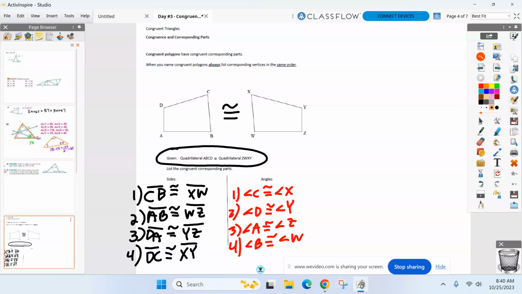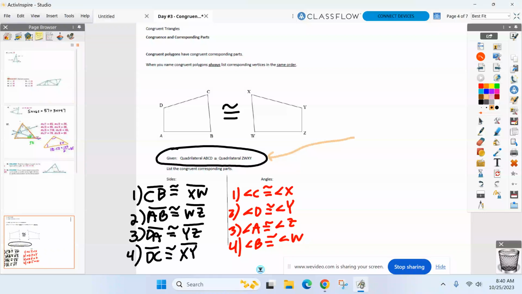Now I have a secret to tell everybody. I called on a lot of people there to give me the sides and angles. I did not even look at the diagram to see if they were right or wrong. But I knew they were right. I didn't look at the diagram to see if CB and XW actually matched up, or if C and X actually matched up. And no, I didn't memorize it from last period either. Let me fill you in on my secret. That given told me everything.